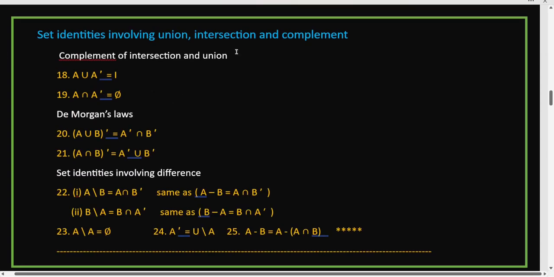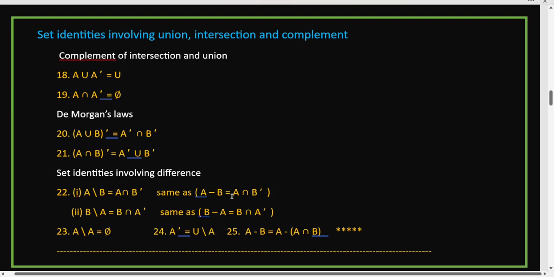And some set identities involving union, intersection, and complement. The complement of intersection and union. A union A complement equals the universal set. You know very well, A intersection A complement is the null set. Now, De Morgan's laws. This is very important. You should always remember them. Set identities involving differences. This is very important: A backslash B equals A intersection B complement. This is a very important relation.